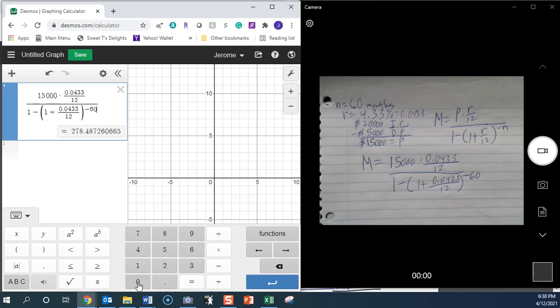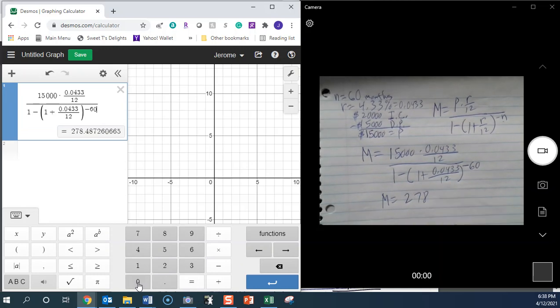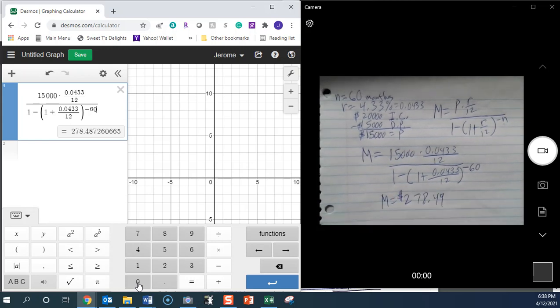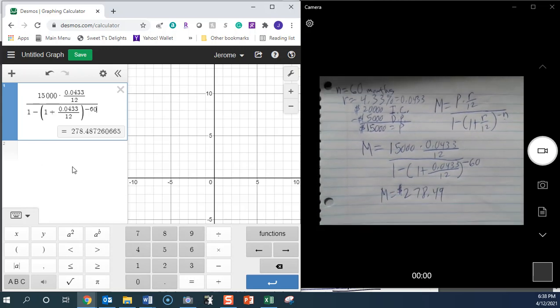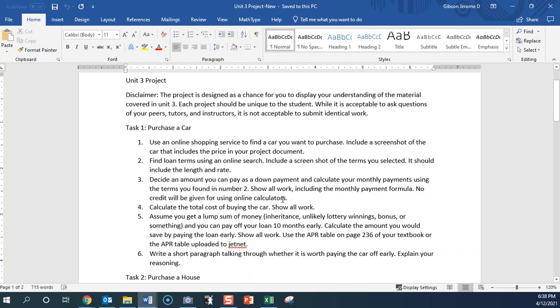And my monthly payment would actually be $278.49, because you were supposed to round to 2 decimal places. You're not supposed to take all of these decimal places here, just 2 decimal places, because that's how far our money goes. Okay, now we found the monthly payment. That was number 3. Number 4 was to calculate the total cost of buying the car.